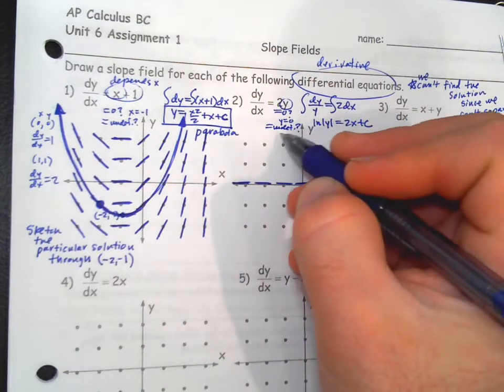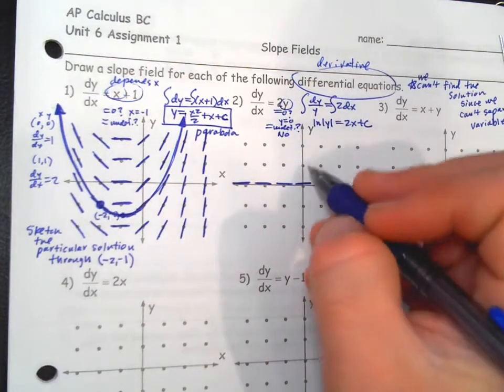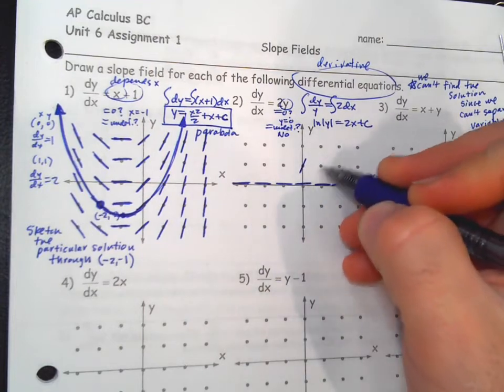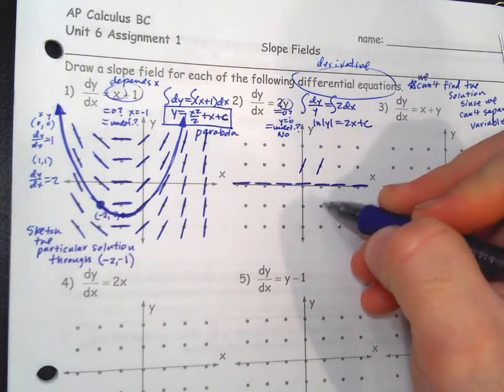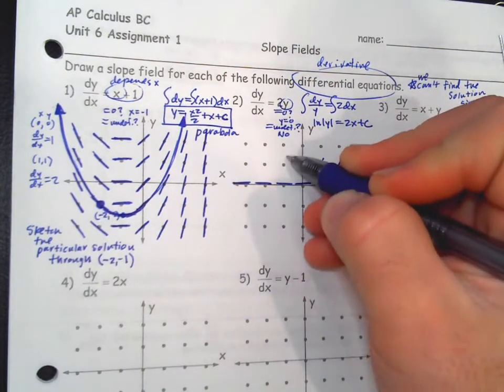Is it ever undefined? Nope. Really just depends on y. So it doesn't matter what x is. If y is 1, the slope is 2. Up 2 over 1, up 2 over 1, up 2 over 1. And I'm always using these other dots to kind of line it up.